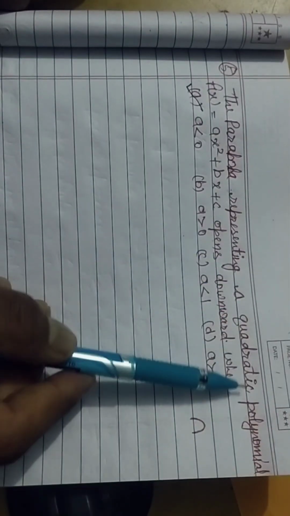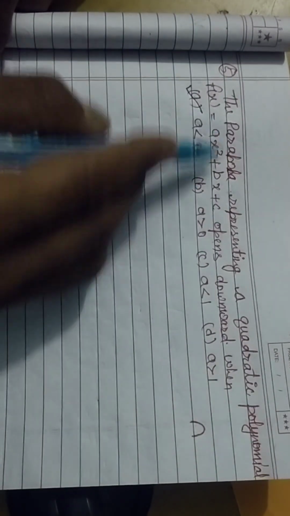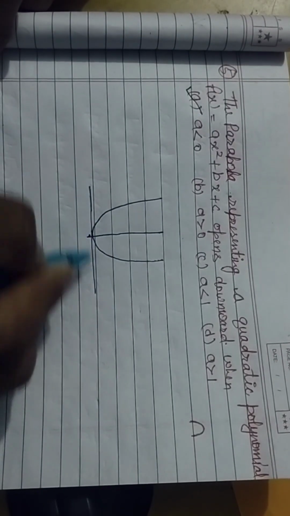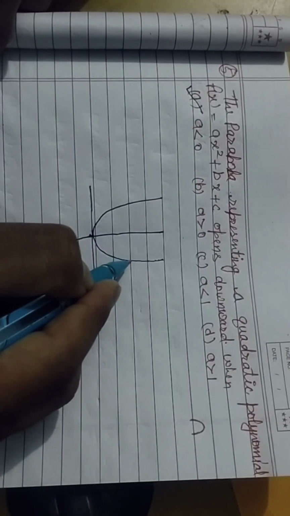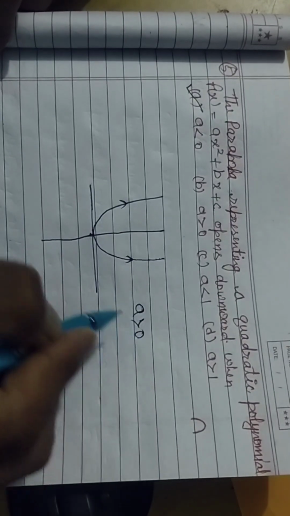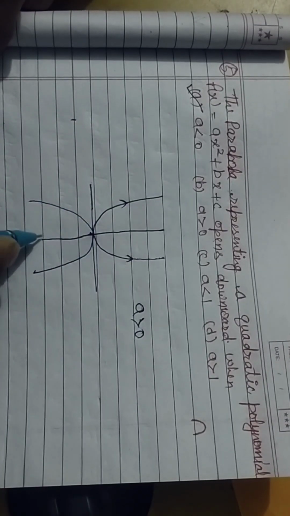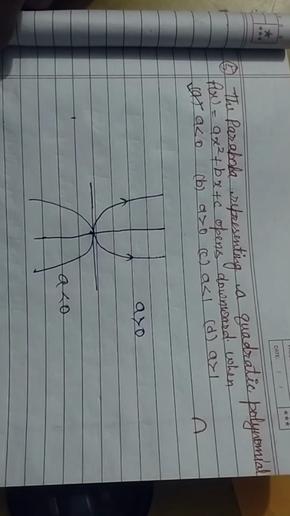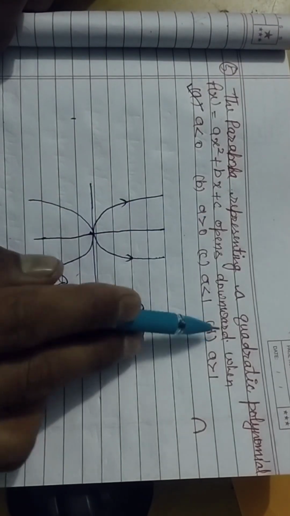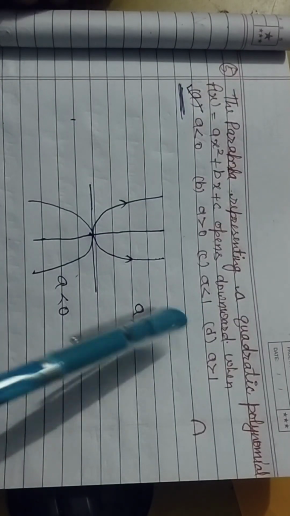The parabola representing a quadratic polynomial f(x) equals ax squared plus bx plus c opens downward, and when it opens downward, the parabola is shaped like this. This is the shape of a parabola. If it opens upward, then the a is positive; it opens downward when the a is negative. So the question says opens downward, then the answer is option A. When a is negative, the parabola will open downwards.